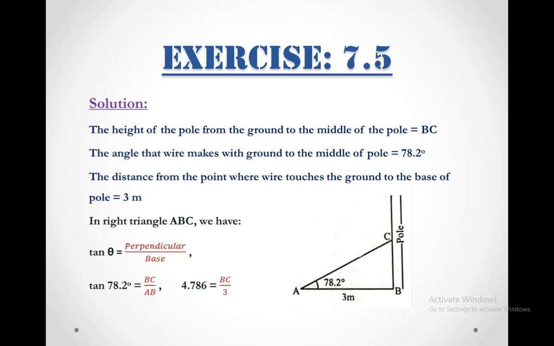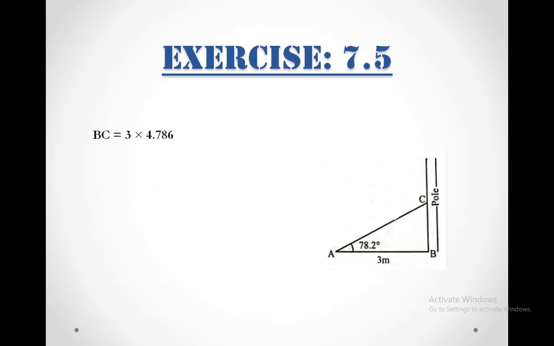In any right triangle ABC, tan theta is equal to perpendicular over base. According to the figure, we have tan of 78.2 degrees equal to BC over AB. The calculation of tan 78.2 degrees is 4.786, which is equal to BC over 3. Moving ahead to the next step, 3 multiplied by 4.786 will be the value of BC. The calculator gives us BC equal to 14.3601. The unit will be the same, meters.